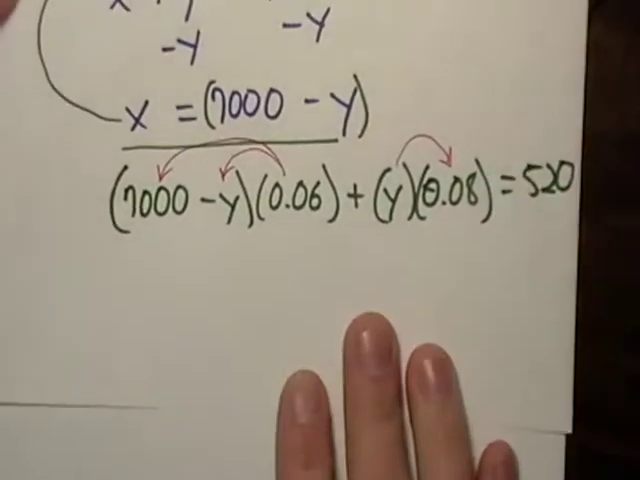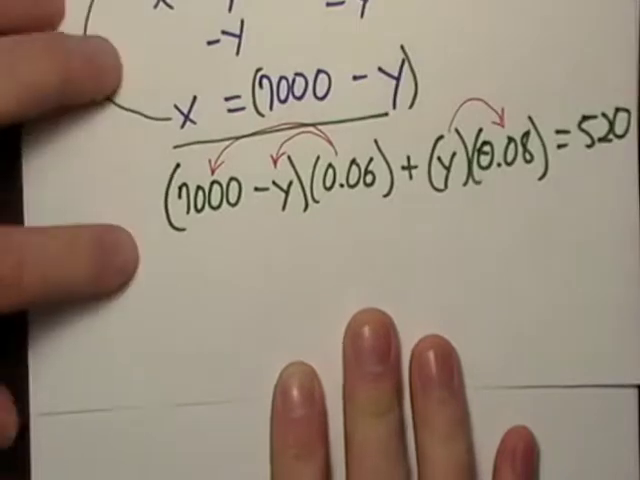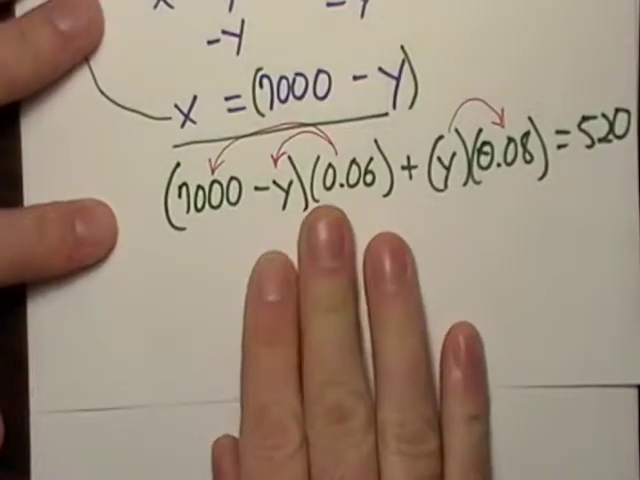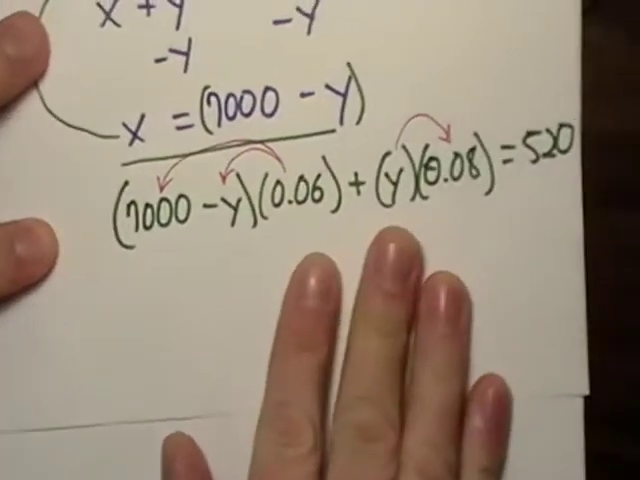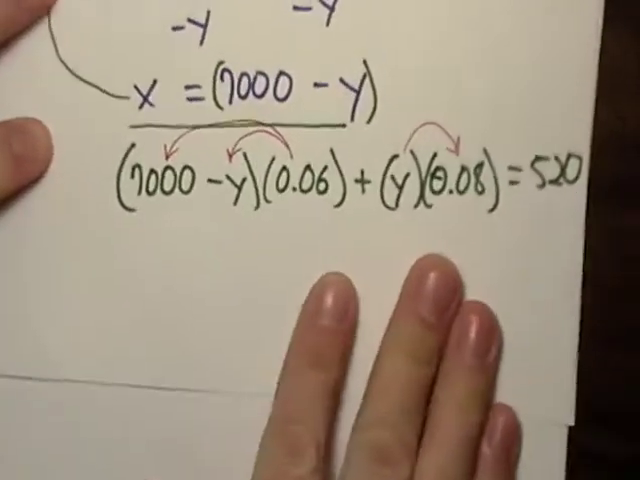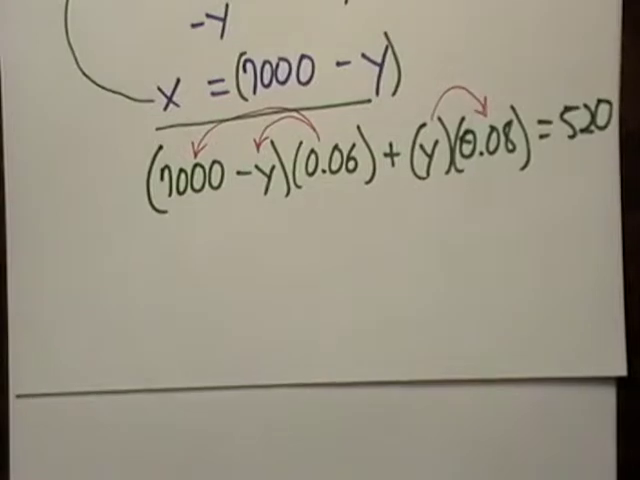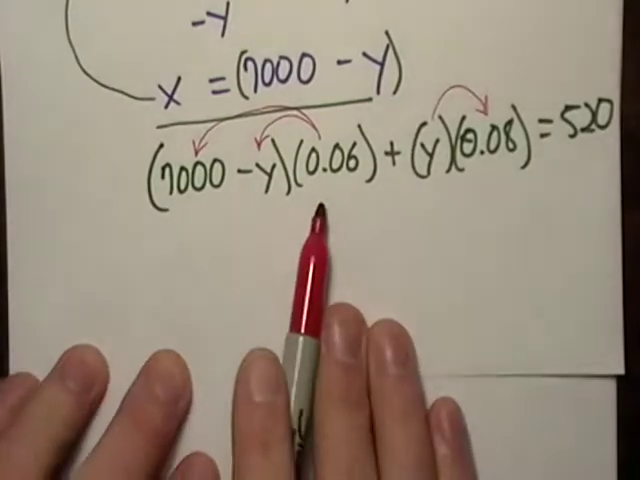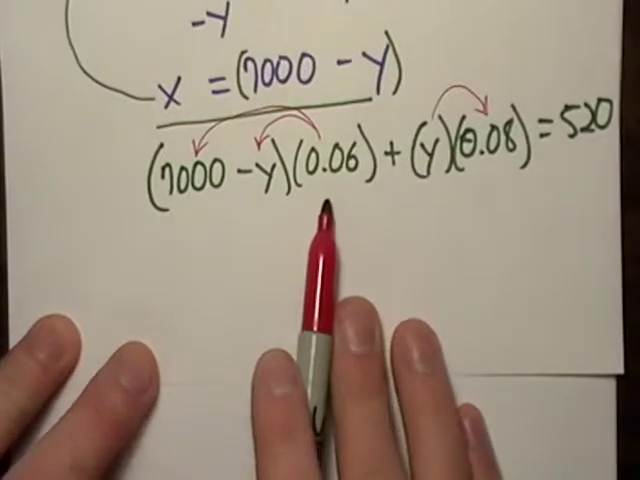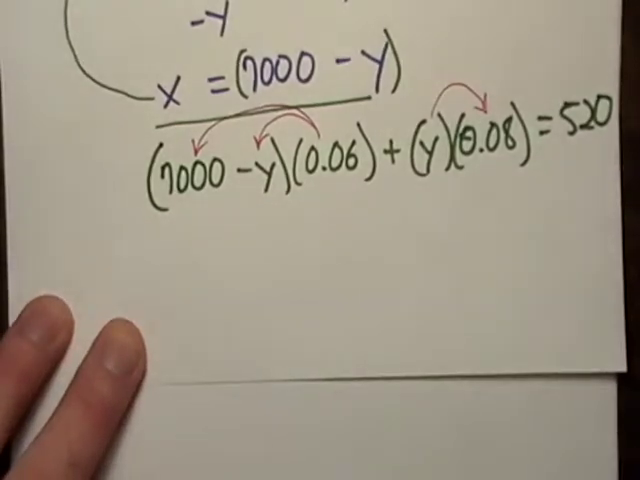Okay, ran out of time in the last video, but we're still here. Remember we came up with this equation, and I'm just trying to simplify this thing, get it looking a little nicer. What I'm going to do is distribute this 0.06, which is just the interest rate. I'm going to go ahead and do that, and I'm going to use my calculator.